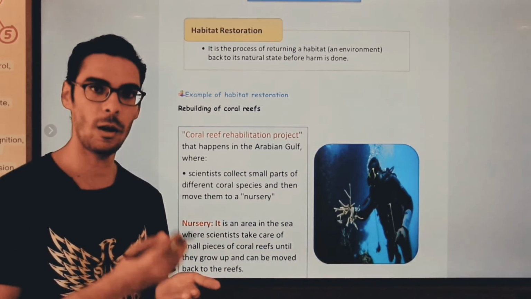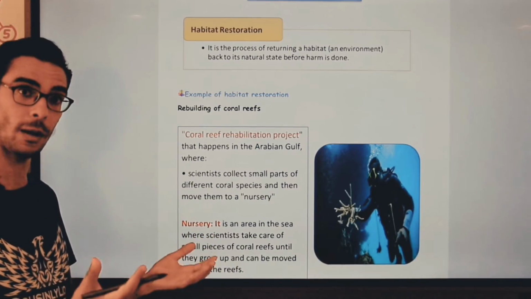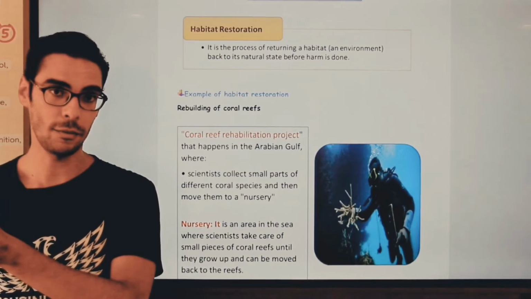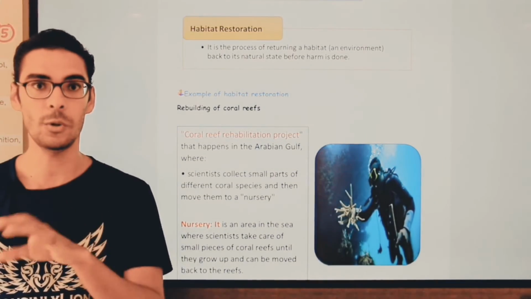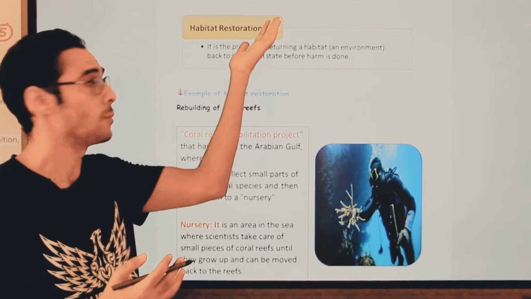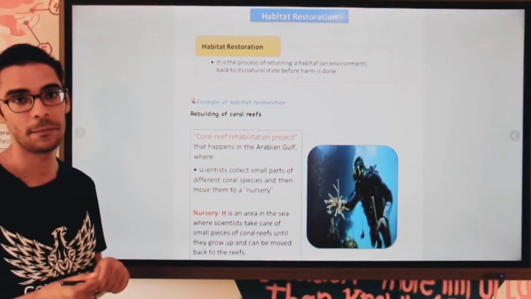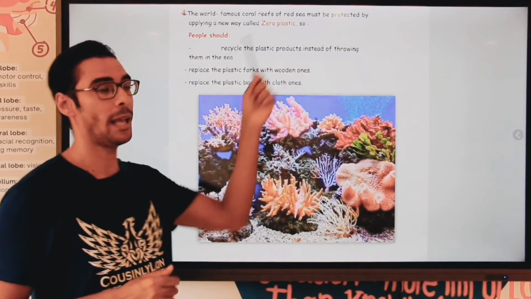It's a project of taking care of coral reefs in some nurseries until they grow up, then taking them back to the places that they were taken from before, to compensate the damage or to fix the problem that happened there before, which refers to habitat restoration, and it has been applied before in nurseries. The third solution, which is really important, is the Zero Plastic Project.